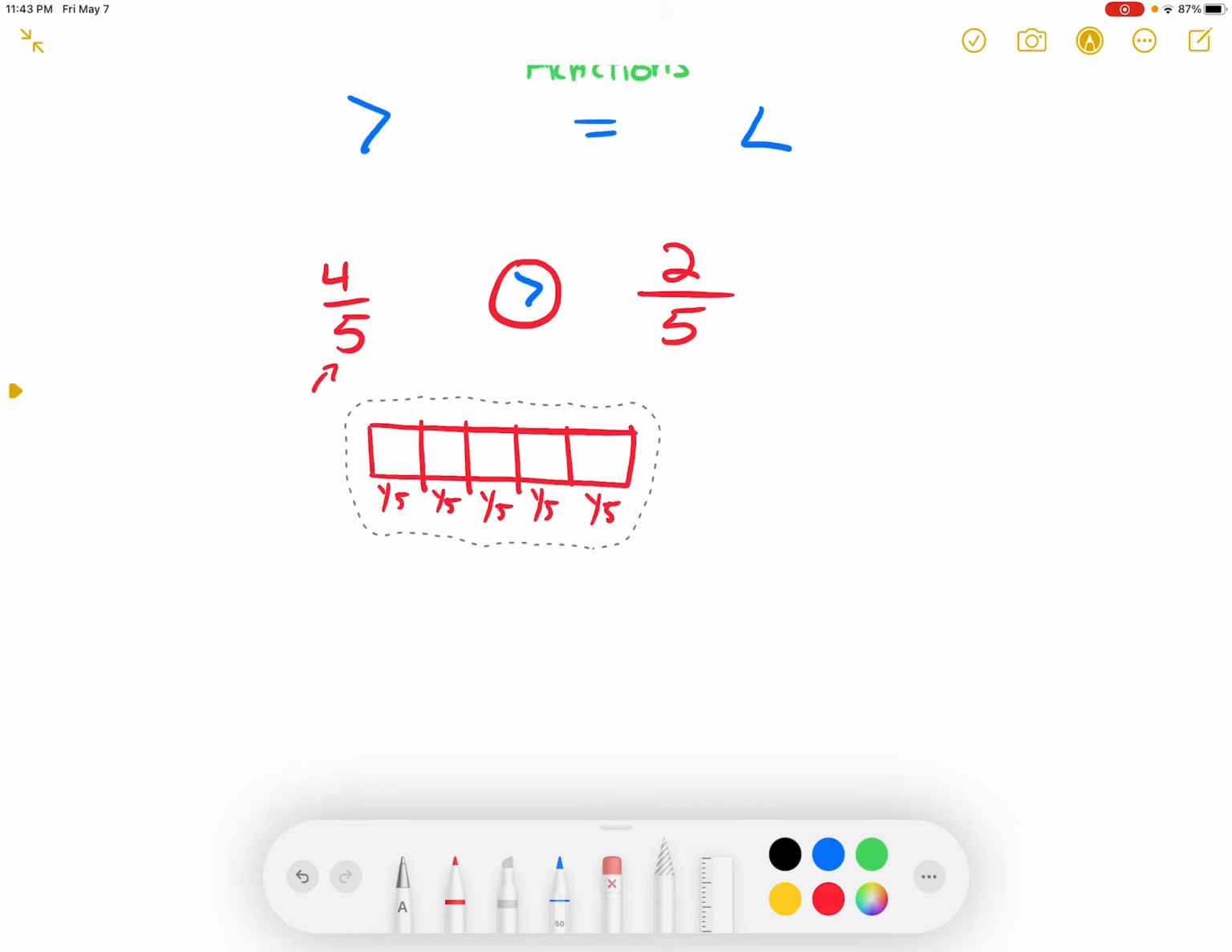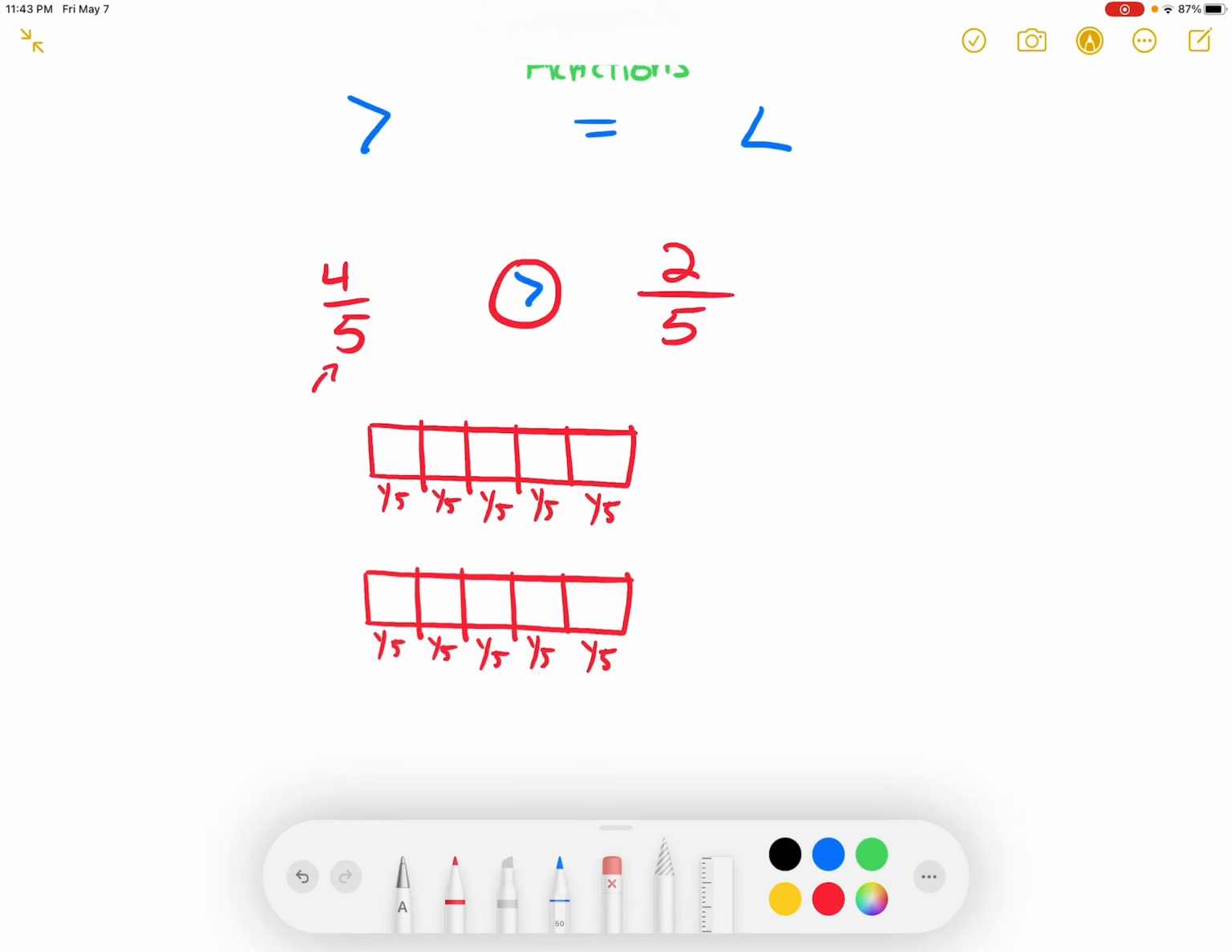All right, we're going to copy and duplicate. So it has to be equal, right? They have to be the exact same shape, but cut or changed into the different fractions. So 4/5 here, this top one, is going to be blue. So this is 1/5, 2, 3, 4 out of 5. And 2/5 is going to be green.